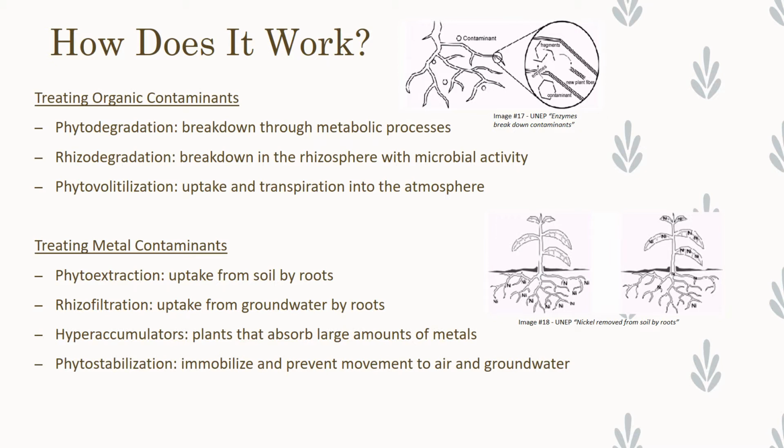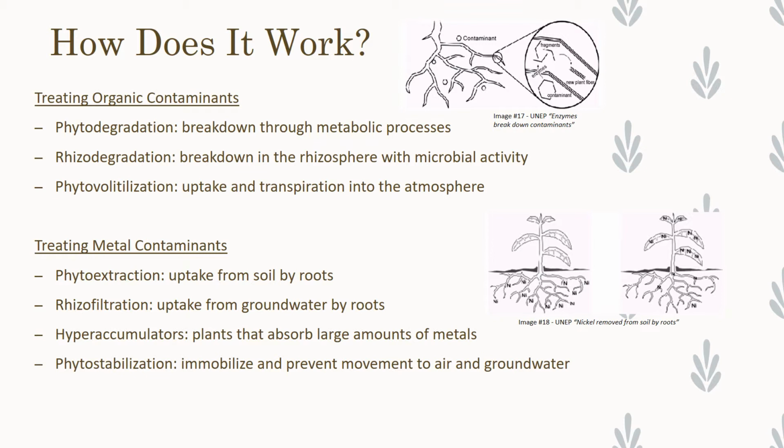In the case of treating metal contaminants, the plant can be used to either stabilize or remove the metals from the soil and groundwater through three mechanisms: phytoextraction, rhizofiltration, and phytostabilization. Phytoextraction is the uptake of metals from soil by plant roots into the stem of the plant. Plants that can absorb unusually large amounts of metals are called hyperaccumulators.